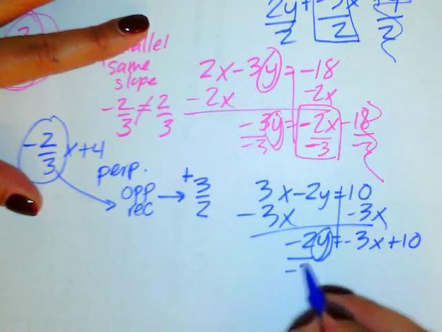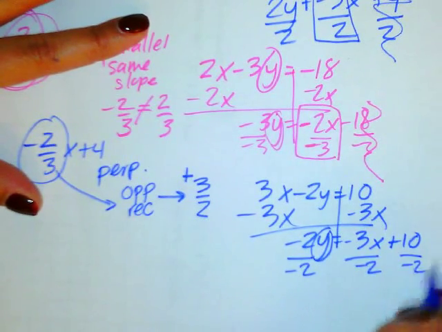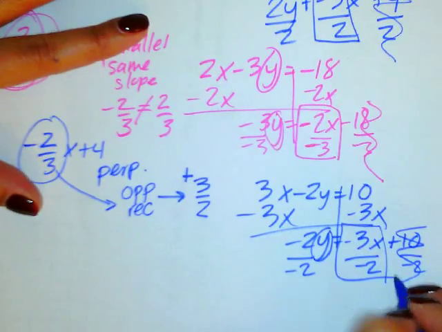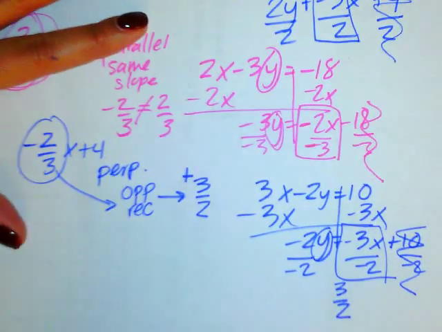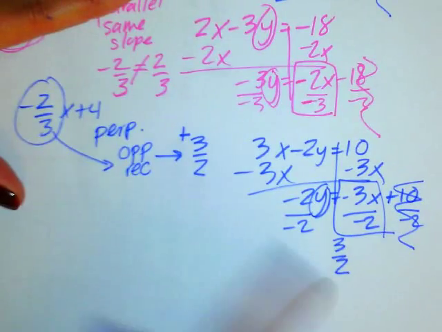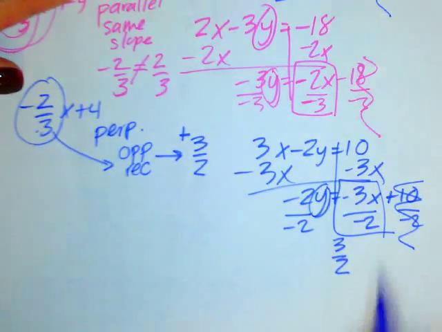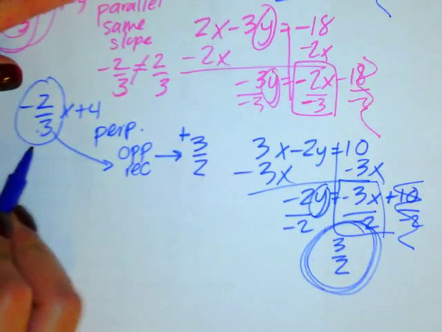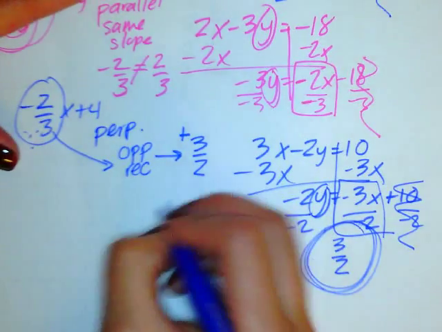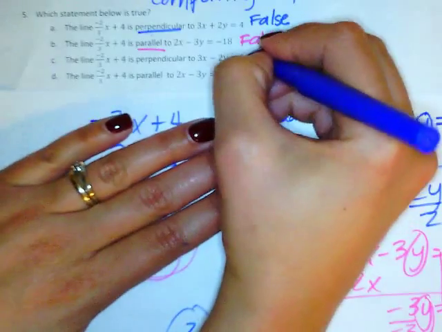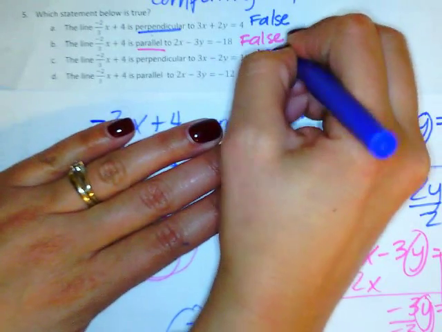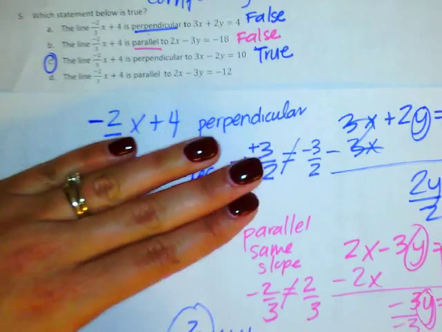Okay, still not alone, so divided by negative 2. I don't care about this right now, I care about the slope. 3 halves. Okay, so is 3 halves the same thing as 3 halves? Yes. This new slope is perpendicular to that one. This is correct. So letter C is true. So letter C would be the answer.